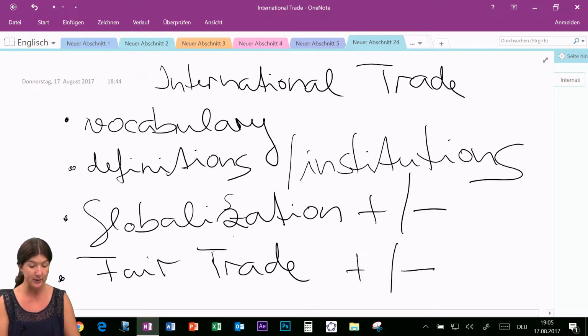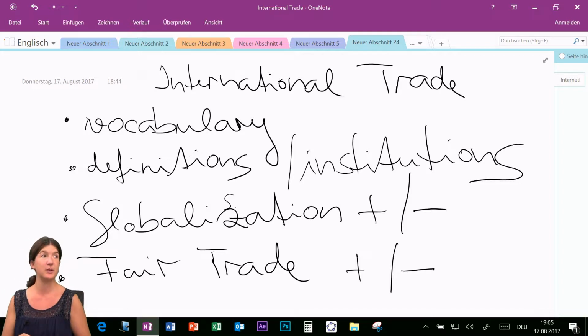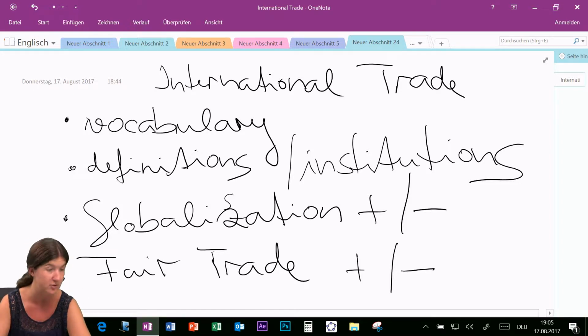There's two ways of spelling it, just in case you're interested or you need it at some stage. The Z version is the American one; the version with the S, globalisation, is the British English version of the word.